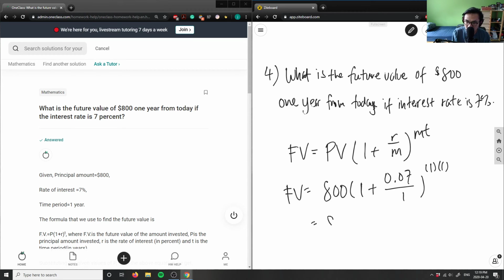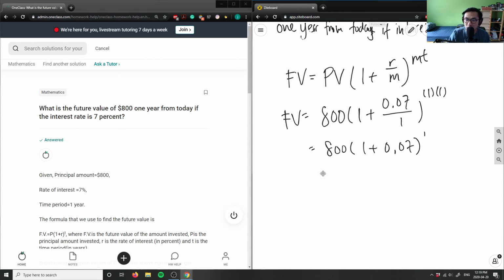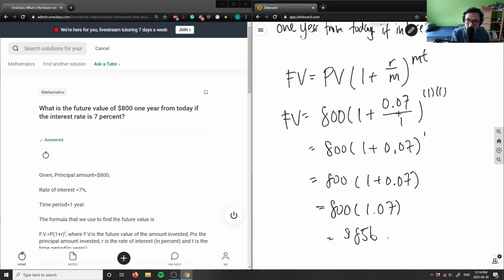So in this case, I can simplify this as 800 times 1 plus 0.07 divided by 1, which is simply just 0.07. And 1 times 1 here is 1, which is just to the power of 1. So basically, all I'm doing is just 800 times 1.07, which would equal my future value of $856 for this problem. So my future value is $856.